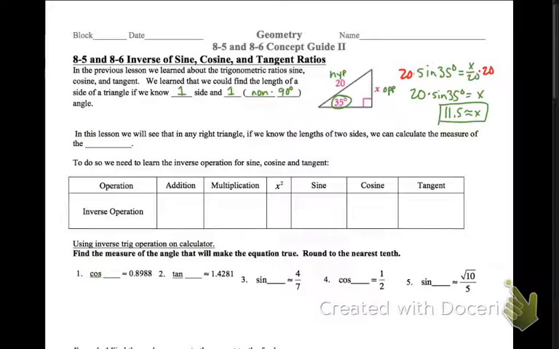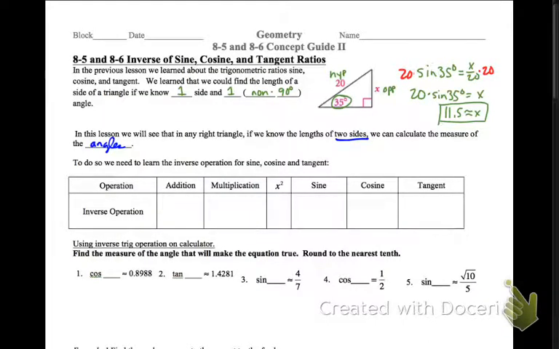Now we're going to learn that if you have any two sides of a right triangle, which from what we've learned with the Pythagorean theorem, if you know two sides, you can calculate the third side. But if you know any two sides, you can calculate the angles, the non-90 degree angles, of course. But first, before we do that, we need to talk about some inverse operations.